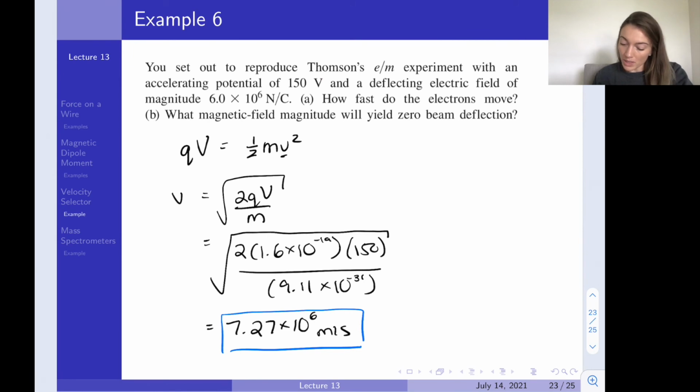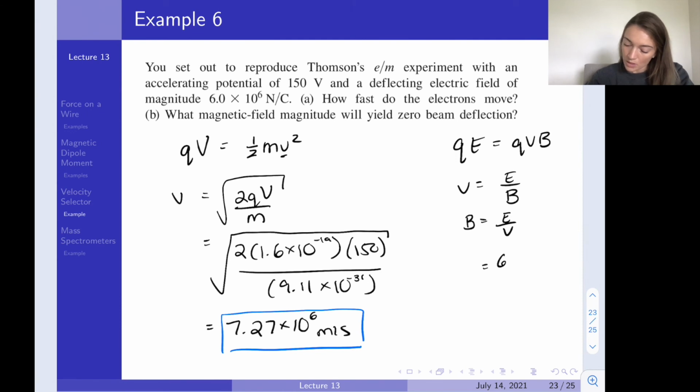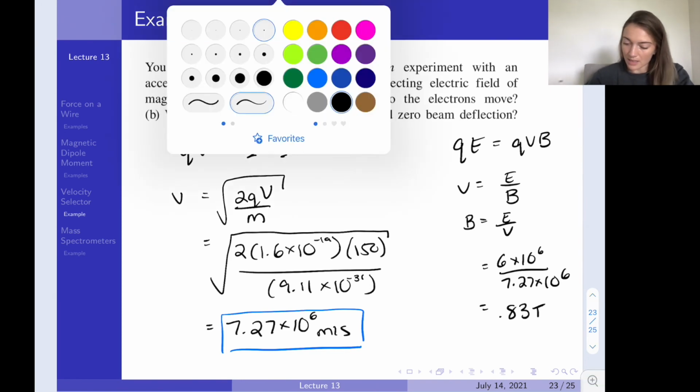And then we want to know what magnetic field will yield zero beam deflection. That means what magnetic field do we need to apply so that for a particle moving with this velocity, the electric field and magnetic field will perfectly cancel out in that region, and it will just move through undeflected. So we said that this comes out to a velocity of E over B. We're looking for B here because we have the velocity and we have the electric field. So B will be given by E over v. The electric field is 6 times 10 to the 6 newtons per coulomb, and our velocity was 7.27 times 10 to the 6. So this comes out to 0.83 Tesla.